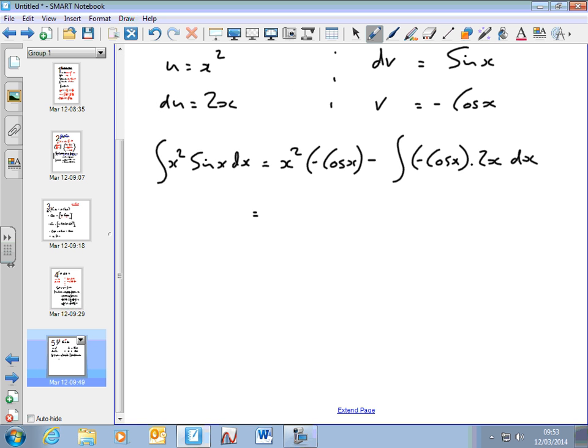Let's tidy this up before we go any further, because there's all sorts of signs going on in here. I've got minus minus here, so that's going to make that positive. And I've got to do something about that integral because the 2x hasn't disappeared. And this is negative, so let's put that second. So let's call that the integral of 2x cos x minus x squared cos x. So just tidy it up.